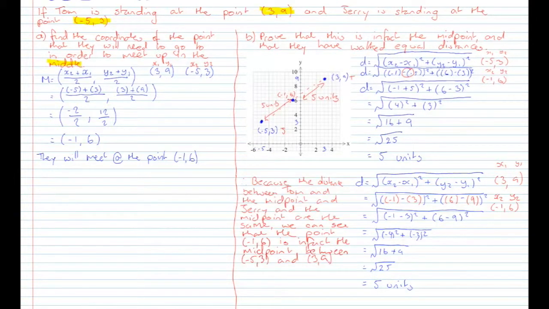Therefore, this distance here is also 5 units. Because the distance between Tom and the midpoint and Jerry and the midpoint are the same, we can see that the point negative 1, 6 is in fact the midpoint between negative 5, 3 and 3, 9. That is, this point here is the exact midpoint between these 2 points.